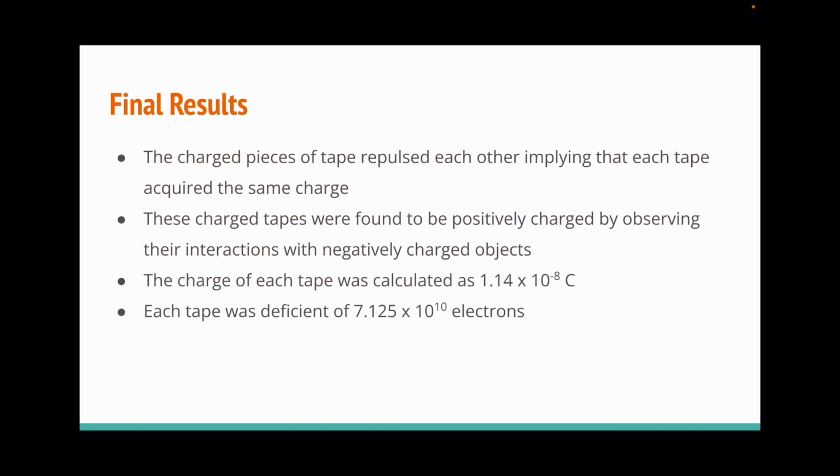The final results of the experiment were that the charged pieces of tapes were repulsed by each other, implying that each tape acquired the same charge. These charged tapes were found to be positively charged by observing their interactions with negatively charged objects. The charge of each tape was calculated as 1.14 times 10 to the negative 8 coulombs using the point charge model, and each tape was deficient of 7.125 times 10 to the 10th electrons.